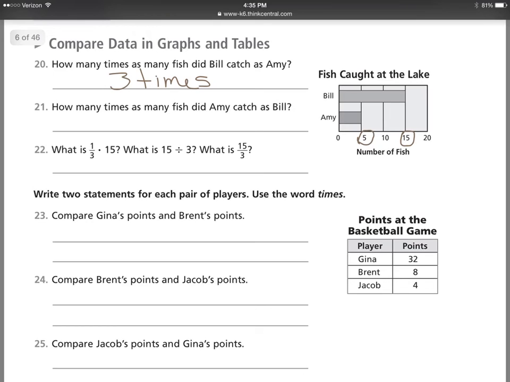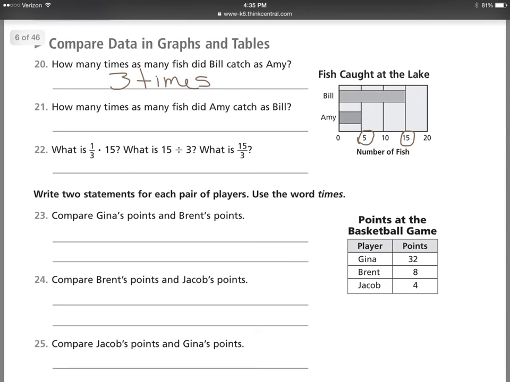You can also see that in a visual way here. We can see that each of these sections are equal. Then we basically have two fraction bars here, and if Bill represents the entire amount that he caught, Amy's represents exactly 1/3 of Bill's.